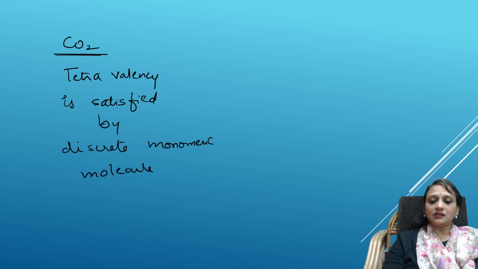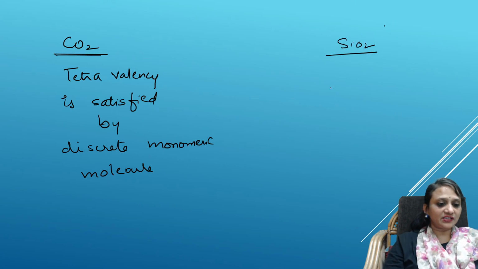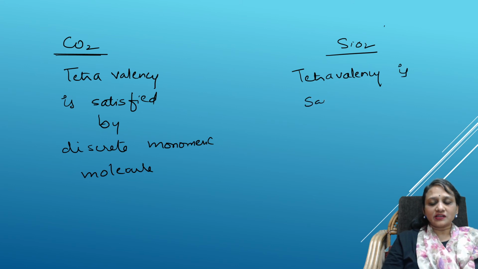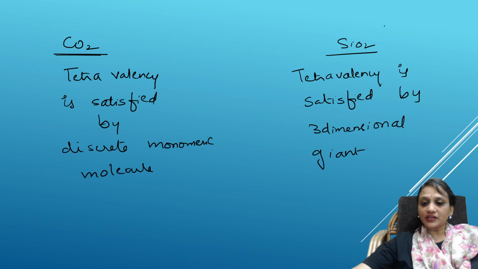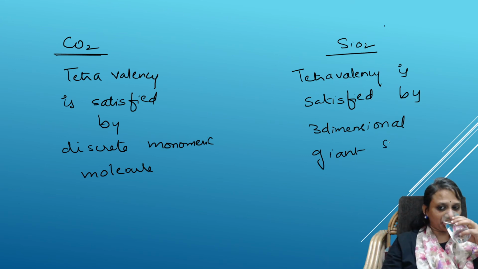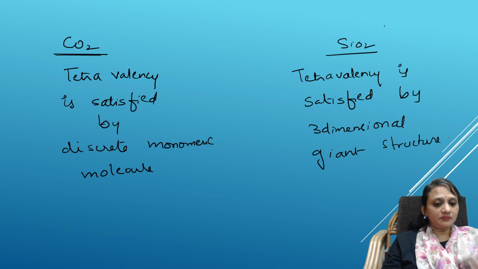In this case, students, in SiO2, how is the tetravalency satisfied? Tetravalency is satisfied by which one, students? By a three-dimensional giant structure. Once again, three-dimensional giant structure. Right, students? So it's going to form a giant molecule.